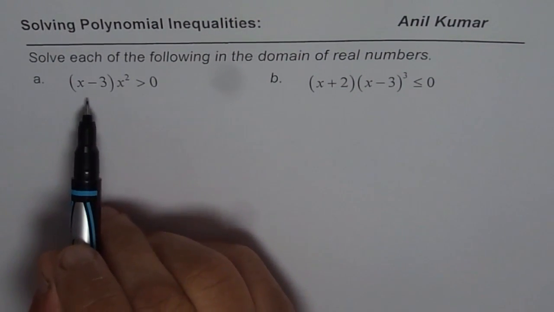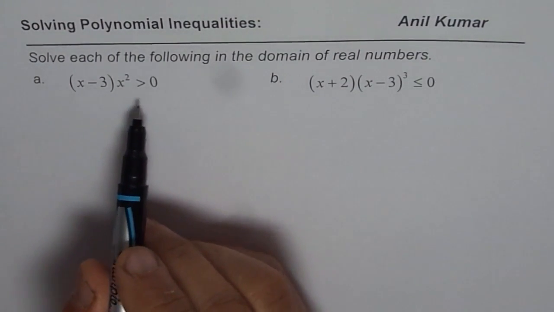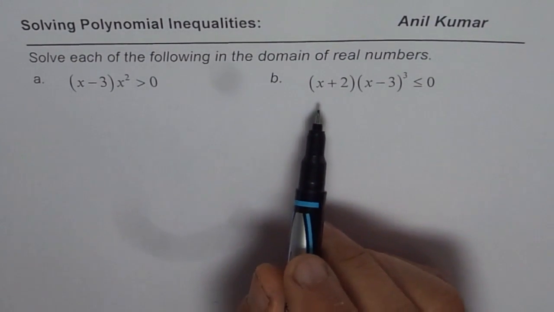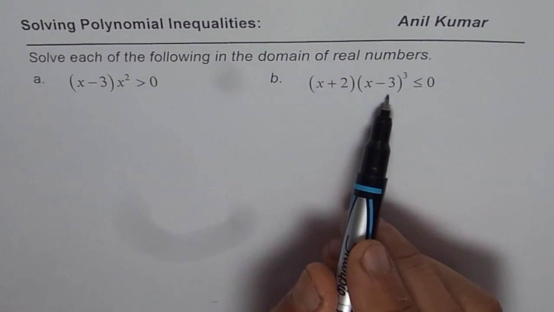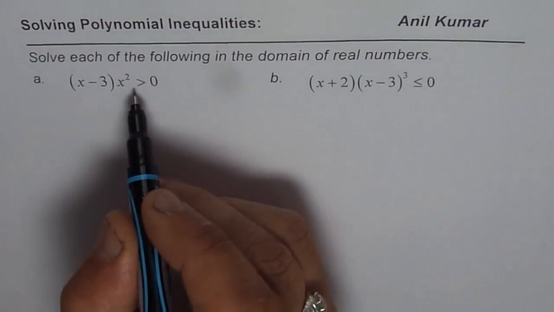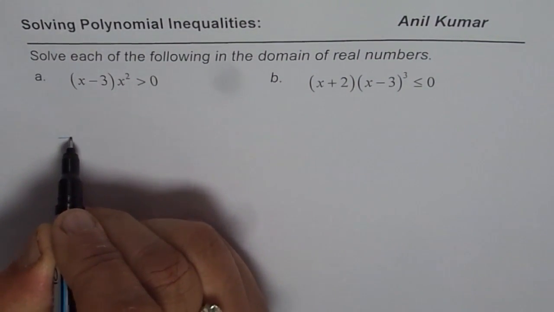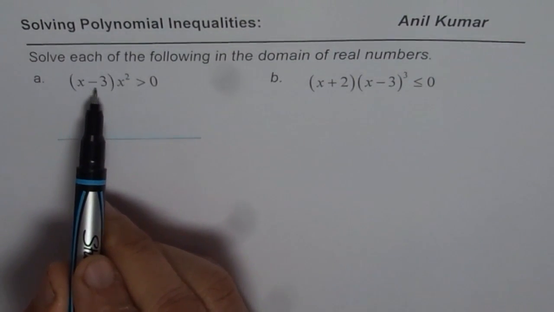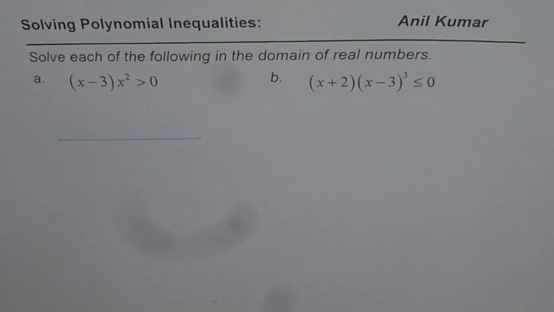So we have two different inequalities here. The first one is (x minus 3) times x square greater than 0, and then we have (x plus 2) times (x minus 3) whole cube less than or equal to 0. Let us try to sketch the graph first, and then we'll write down the inequality. So when we have (x minus 3) times x square greater than 0, we'll first locate our zeros.